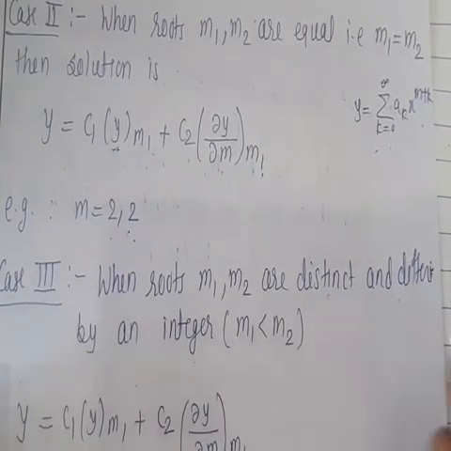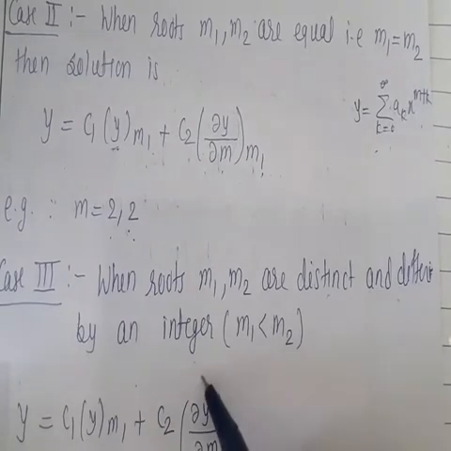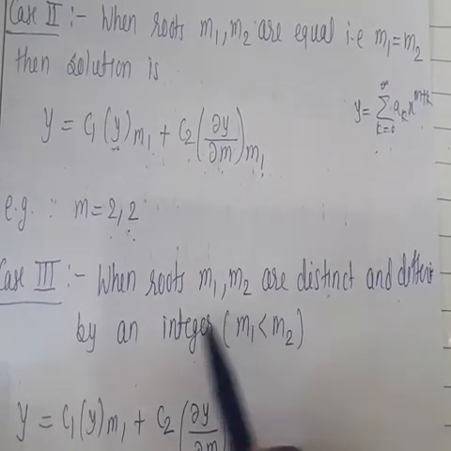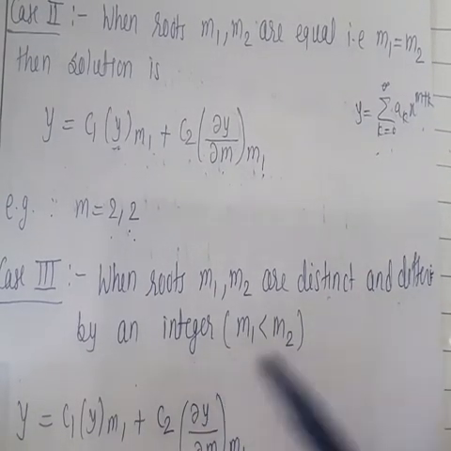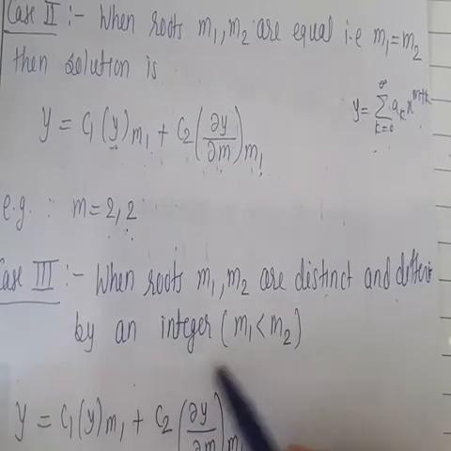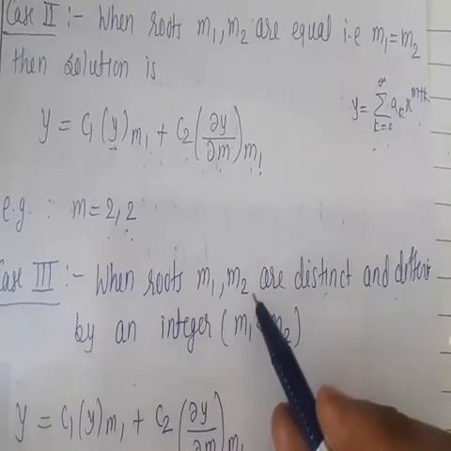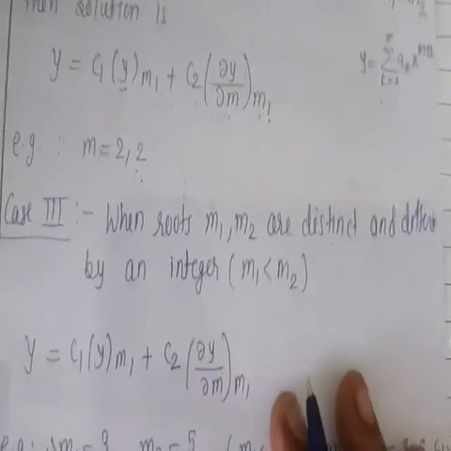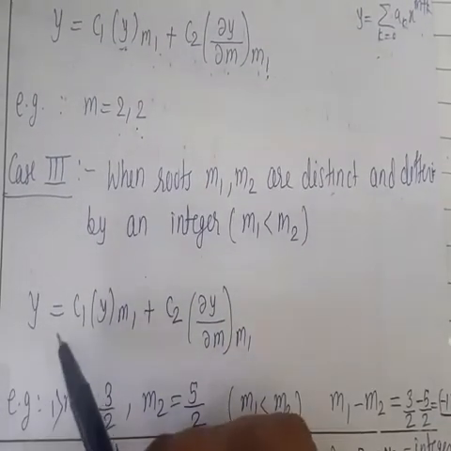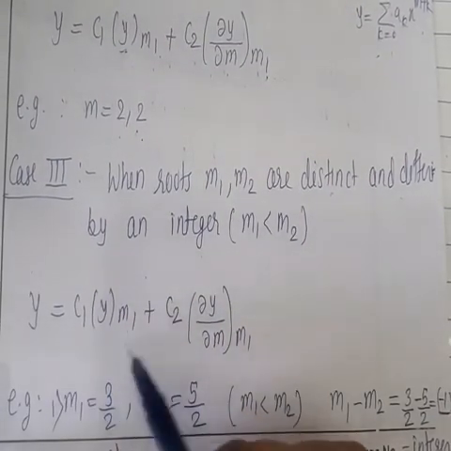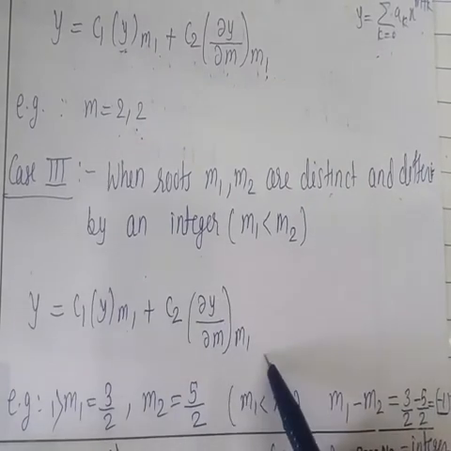Means the difference between these two roots is equal to an integer. What is an integer? Plus minus 1, plus minus 2, plus minus 3. So there will be some difference of m1 minus m2. Now the complete solution can be written as y is equal to c1 into y at m1 plus c2 into del y by del m at m1.